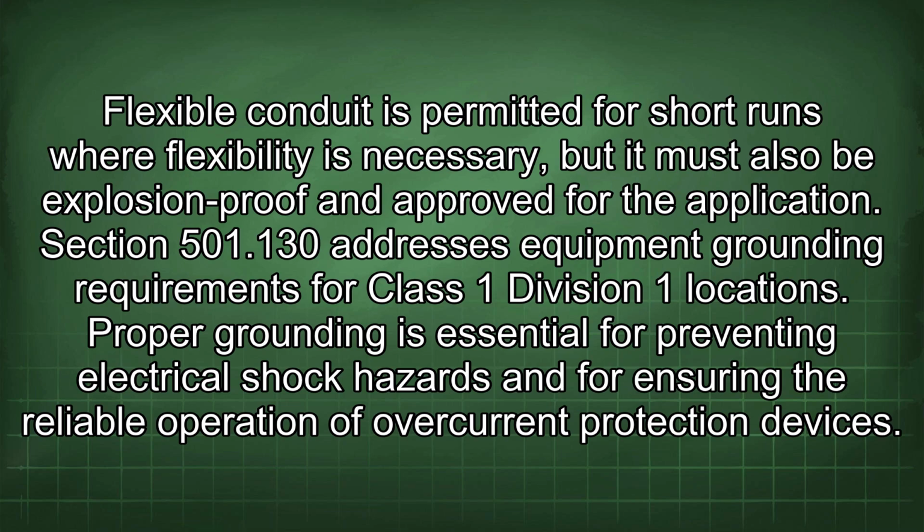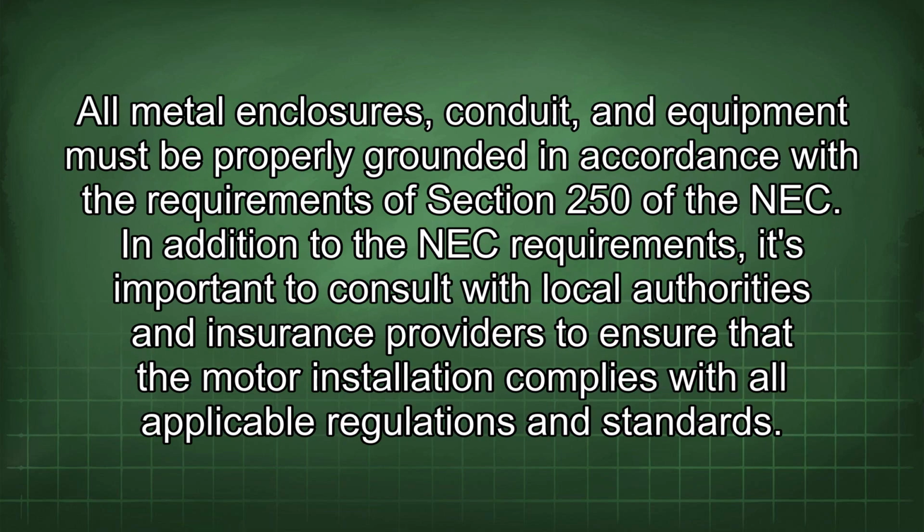Section 501.130 addresses equipment grounding requirements for Class 1 Division 1 locations. Proper grounding is essential for preventing electrical shock hazards and for ensuring the reliable operation of overcurrent protection devices. All metal enclosures, conduit, and equipment must be properly grounded in accordance with the requirements of Section 250 of the NEC. In addition to the NEC requirements, it's important to consult with local authorities and insurance providers to ensure that the motor installation complies with all applicable regulations and standards.